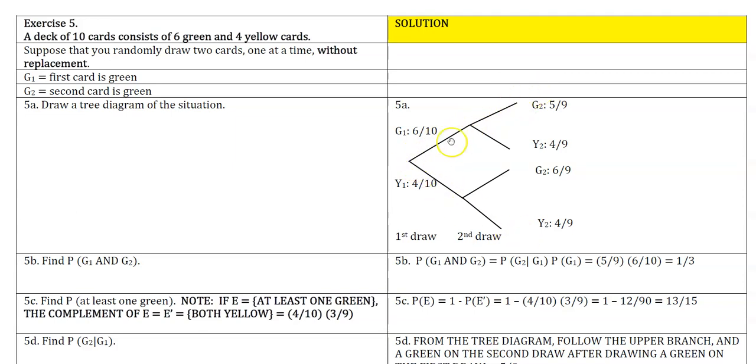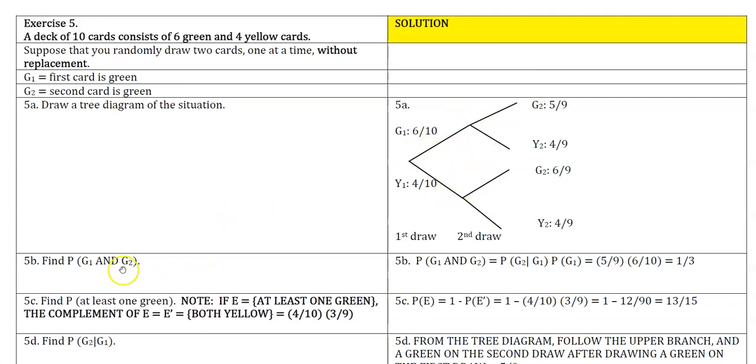So if we go up the top branch here, that's 2 green cards, one green card followed by another green card. Or we may have a yellow card on the first draw and either a green or a yellow card on the second draw. And finally, we might draw a green card on the first draw and then follow that up with a yellow card on the second draw. So here are the 4 possible paths in the 2-card experiment here, the 2-draw experiment.